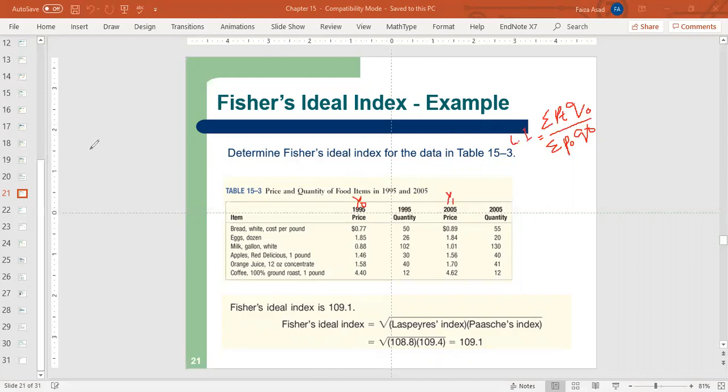Here I will write the formula for Paasche's index, which is the summation of price of the current year and the quantity of the current year, divided by the summation of price of the base year and the quantity of the current year. So you can see we have the weights for the base year and the current year for these two formulas. This is the formula for Paasche's index.